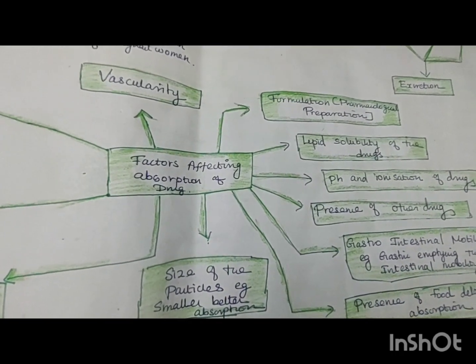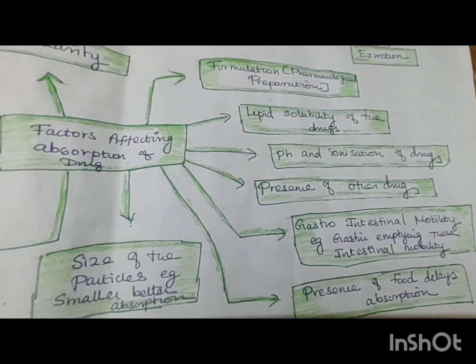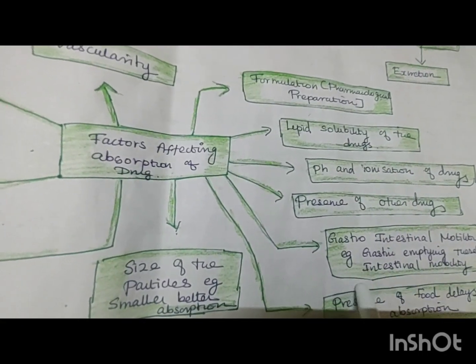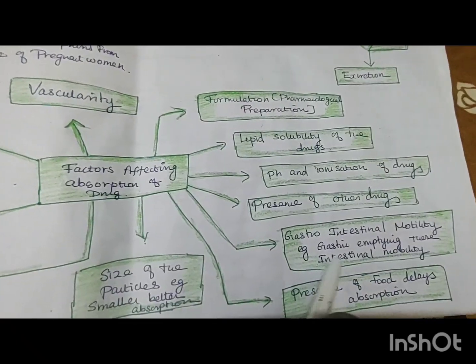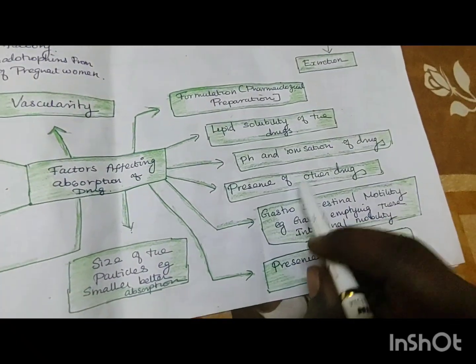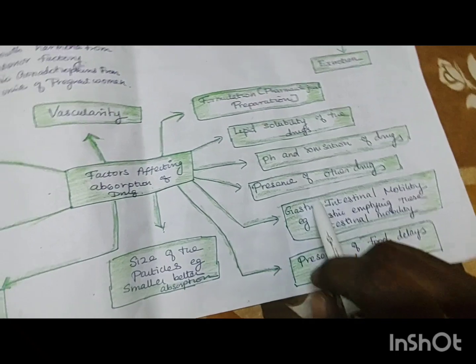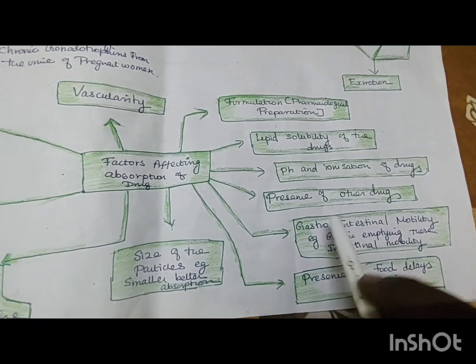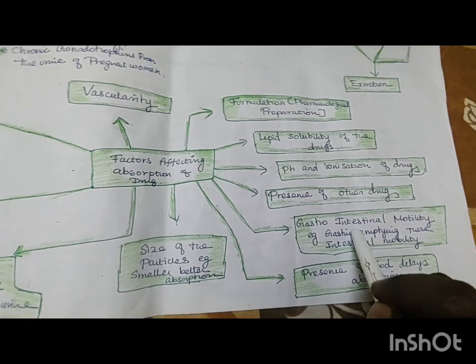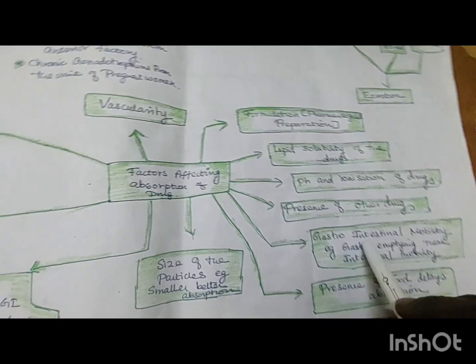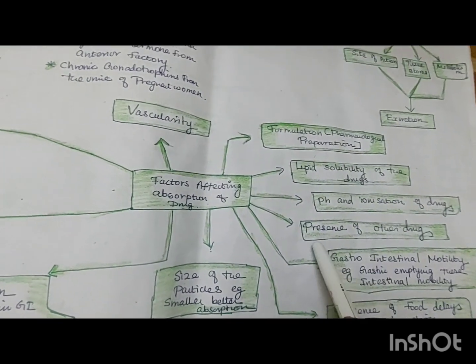Gastrointestinal motility. What is motility of the gastrointestinal tract? Peristaltic movement. That is also gastric emptying and intestinal motility. It may affect absorption. Why will gastrointestinal motility be very high? For example, the patient is having diarrhea. Will you prefer to give suppositories? No, because gastrointestinal motility is very high due to diarrhea and dysentery. We cannot administer them. Those people can be administered through the IV and other routes.